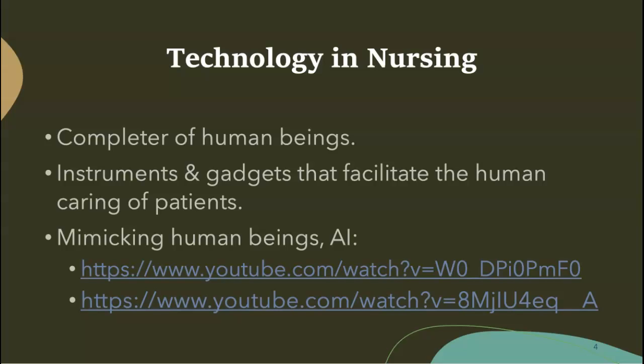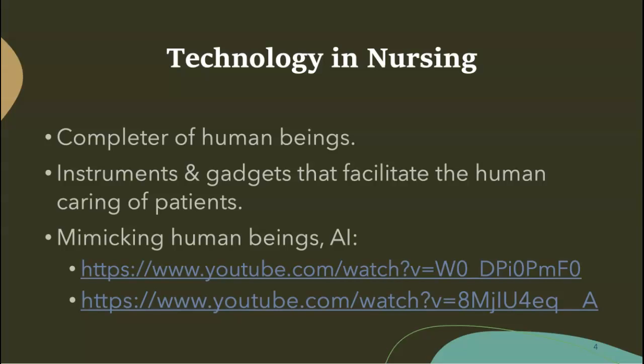So let's move on to technology in nursing. Technology is all around us and is becoming more and more prevalent in healthcare. Technology for healthcare is classified in 3 main ways. 1, as a completer of human beings, for example, a prosthesis.